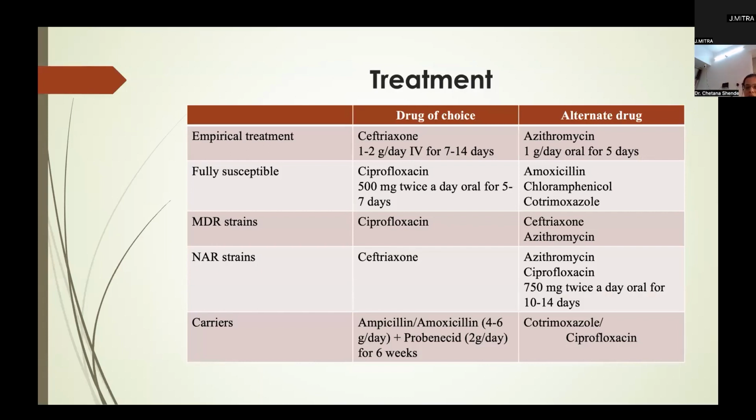In case of NAR strains, that is nalidixic acid resistant strains, nalidixic acid is a marker which is used to predict the susceptibility to the fluoroquinolones. So for such bacilli, we can go for ceftriaxone. And in case of carriers, we can use ampicillin and probenecid for 6 weeks. Next slide.